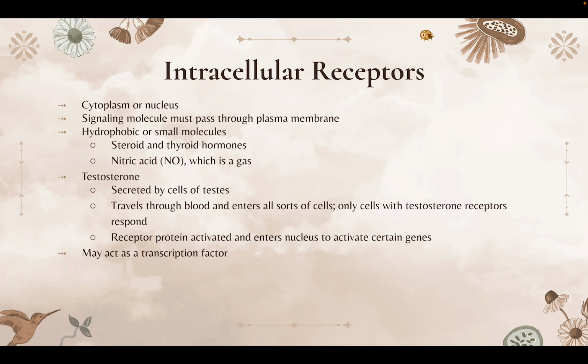So you'll see steroid and thyroid hormones, both of which are hydrophobic. And then you also see nitric oxide, which is a gas. So basically anything that might be a gas, something really small, something hydrophobic, has a large chance of having an intracellular receptor. That is a popular question you're going to see on some tests, where they're basically like, which of these receptors is probably located within the cell, and then it might be a receptor for some steroid hormone, and that's going to be within the cell, like testosterone, which is the example I'm giving right here, secreted by the cells of the testes, and it travels through the blood and enters all sorts of cells.